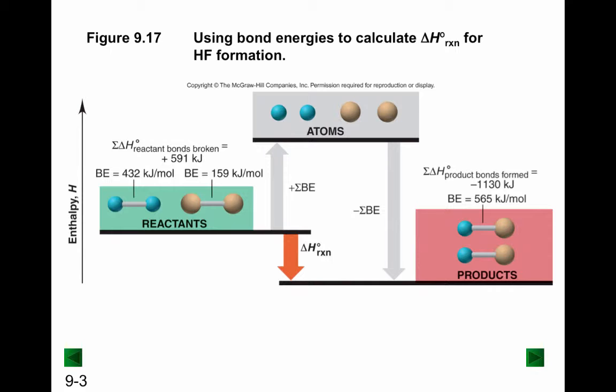When the total bond energy of the products is greater than that of the reactants, more energy is released than absorbed, and the reaction is exothermic. For an exothermic reaction, delta H will be negative. When the total bond energies of the products is less than the total bond energies of the reactants, more energy is absorbed than released, and the reaction is endothermic, and delta H will be positive.